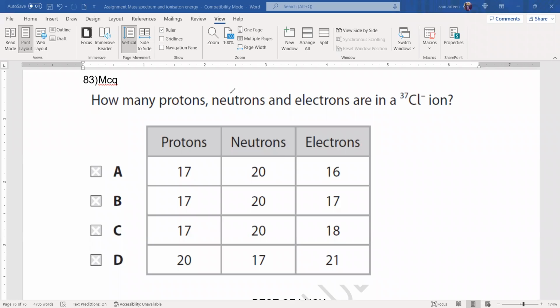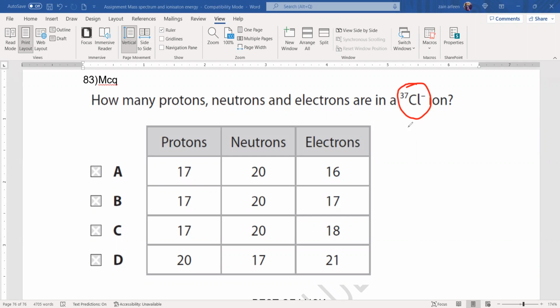The question is how many protons, neutrons, and electrons are there in a chloride ion, which is chlorine-37. Using a periodic table, you'll find the proton number for chlorine is 17. So there should be 17 protons. Either it can be A, B, or C.